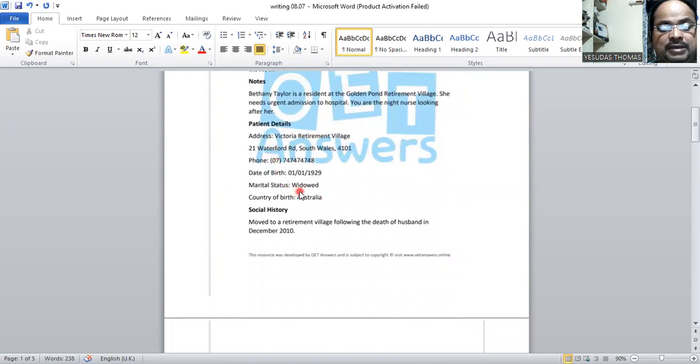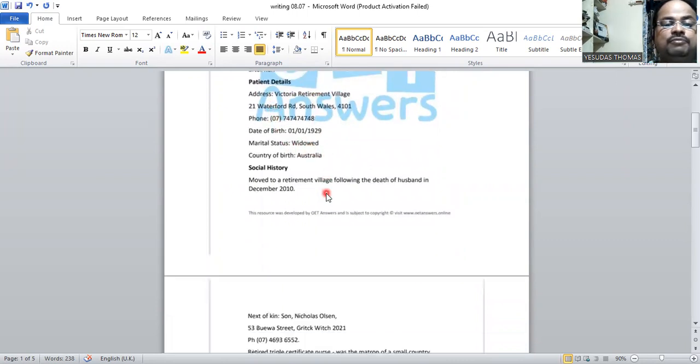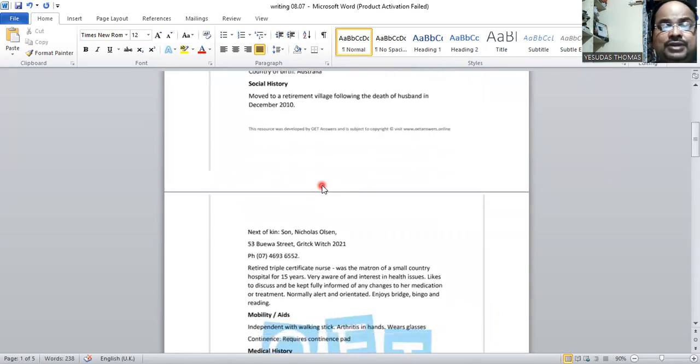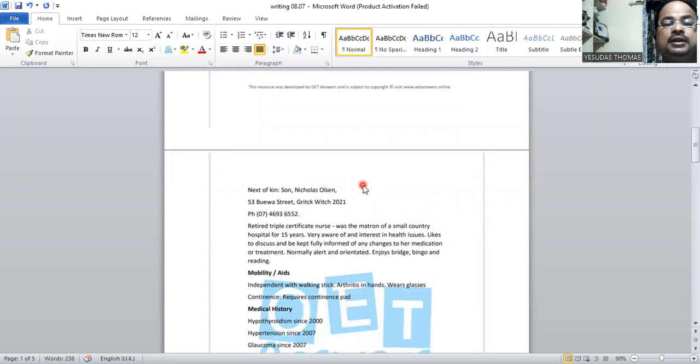Now we do have an address here, marital status, date of birth, country of birth, that's nationality, how she became the inhabitant of this particular village after her husband's death in 2010. There is a son, Nichols Olsen. She is a retired triple certificate nurse, was the matron of a small country hospital for 15 years. Very aware of and interested in health issues, likes to discuss and to be kept fully informed of any changes in medication or treatment. Normally alert and oriented, enjoys bridge, bingo, and reading. These are all the things which we don't need because this is an emergency case, so we are focusing on the emergency case.